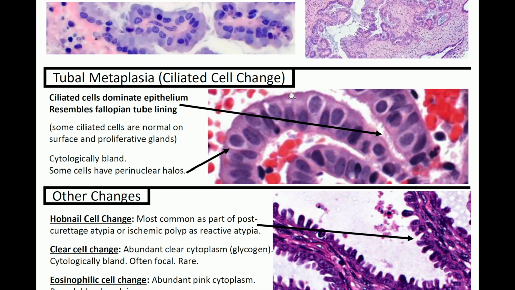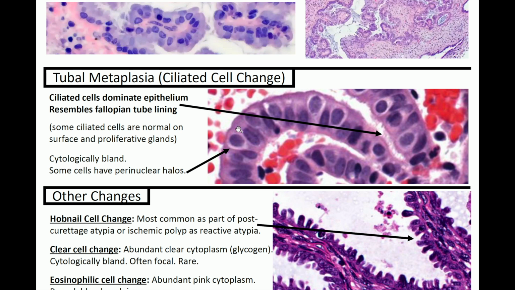All right. Next up, we've got tubal metaplasia, or ciliated cell change. So you're going to see ciliated cells dominate the epithelium, and it's going to resemble fallopian tube lining. So some ciliated cells are normal on the surface and proliferative glands. It's going to be cytologically bland, with some cells having perinuclear halos. So if you see these perinuclear halos and this cilia, that's going to be good for tubal metaplasia.